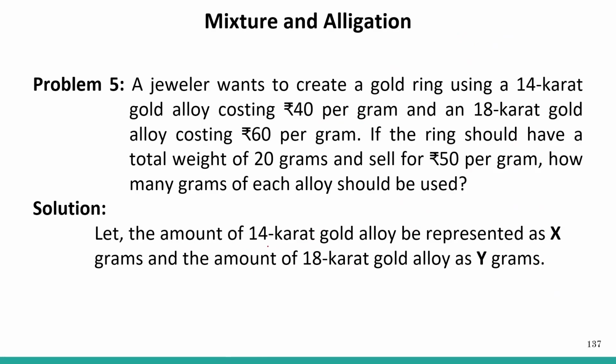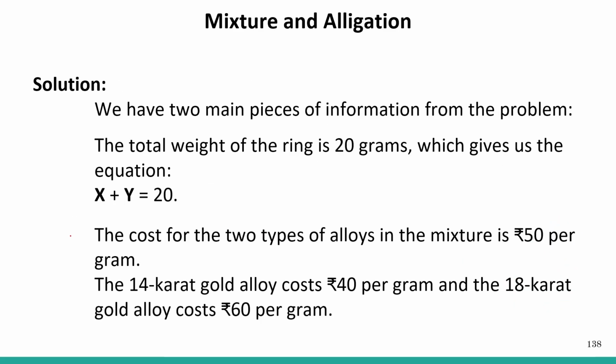So let the amount of 14 karat gold be x, and let the amount of 18 karat gold be y. Actually y is equal to 50 minus x, right? Because adding these two must be equal to 50. So x plus y is equal to 20. Sorry, 20 grams. I made a slight mistake there. So the cost for the two types of alloy in the mixture: 50 per gram. The 14 karat gold alloy costs 40 per gram, and the 18 karat gold alloy costs 60 per gram.